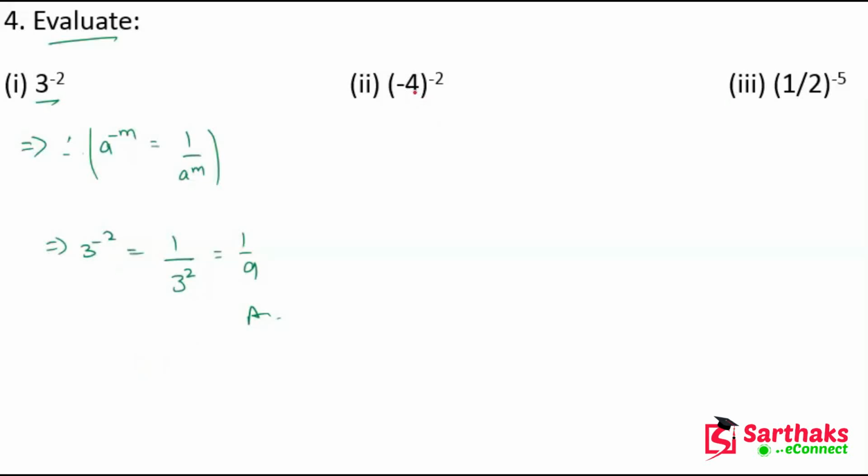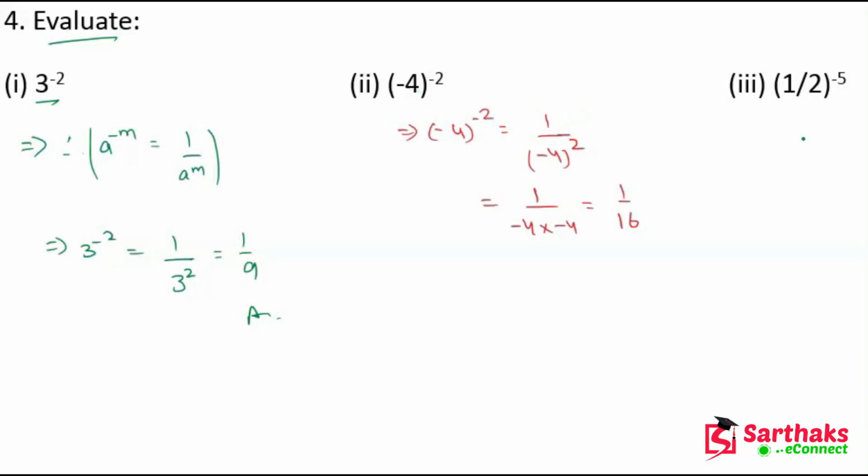Now minus 4 raised to power minus 2. Here again we are using this rule. So we can write minus 4 raised to power minus 2 as 1 upon minus 4 raised to power plus 2. Got it? So this becomes 1 upon minus 4 into minus 4. Minus minus is plus, and 4 into 4 is 16. This is the answer.